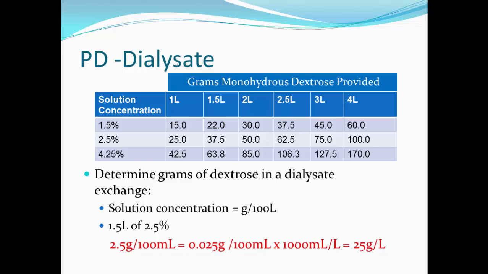you can calculate the grams of dextrose. So here, we'll divide 2.5 grams by 100 milliliters, and we get 0.025 grams. We then want to convert this to liters, so we multiply by 1,000 milliliters per liter to get 25 grams per liter. And again, this is grams of dextrose per liter of dialysate.